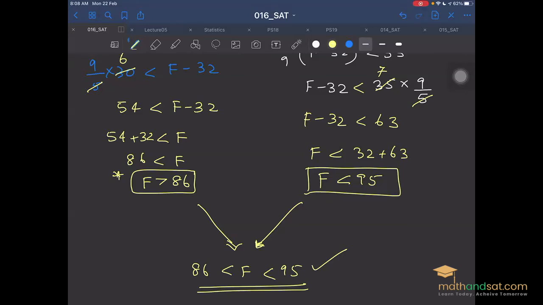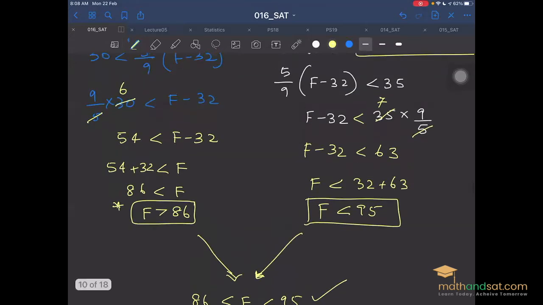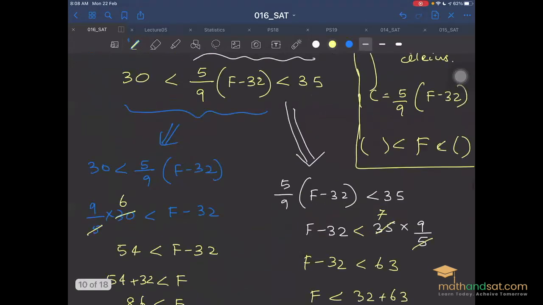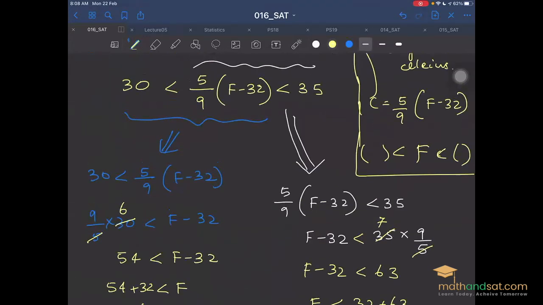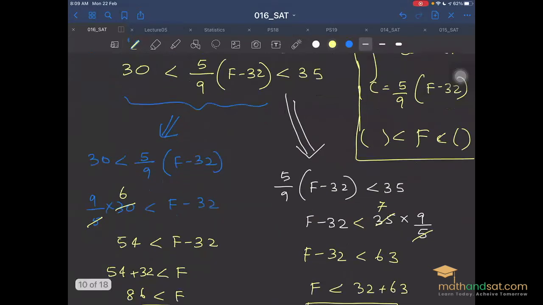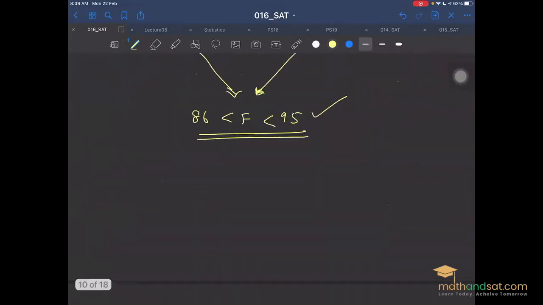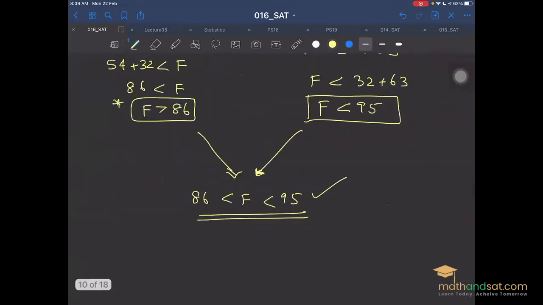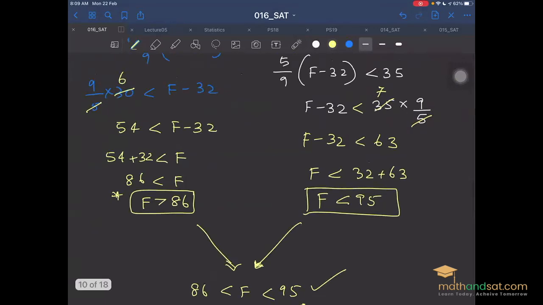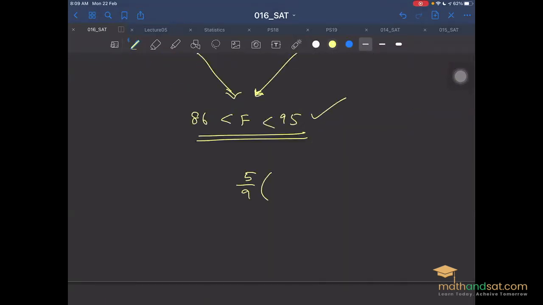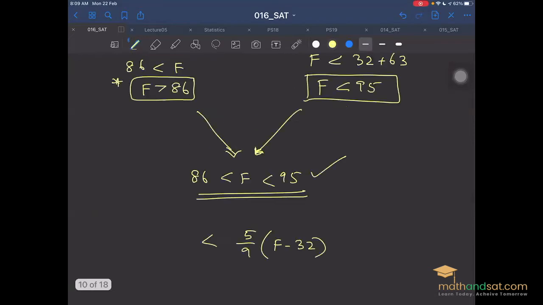Others, see, there are two parts to the inequality. So I've taken two inequalities separately and solved them. And if you want to solve it in a single step, you can do that as well. So we have 5/9 times (F minus 32) between 30 and 35.